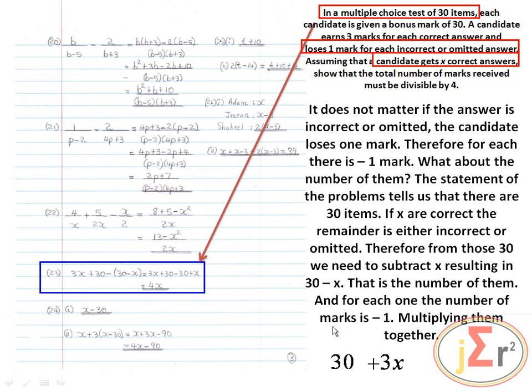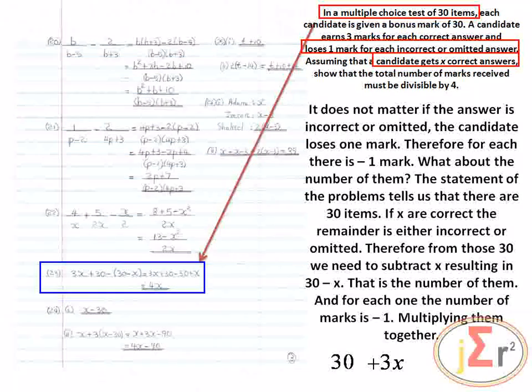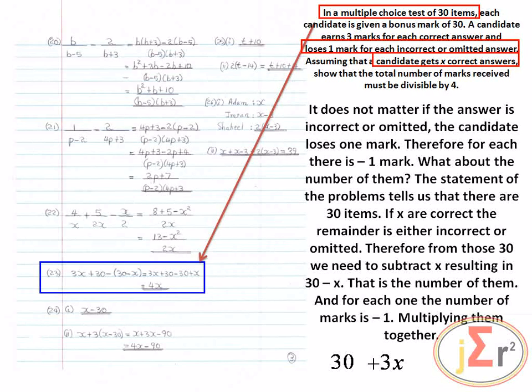That is the number of them. And for each one, the number of marks is negative 1. So multiplying them together, we get negative 1 times all of 30 minus X. Lovely.